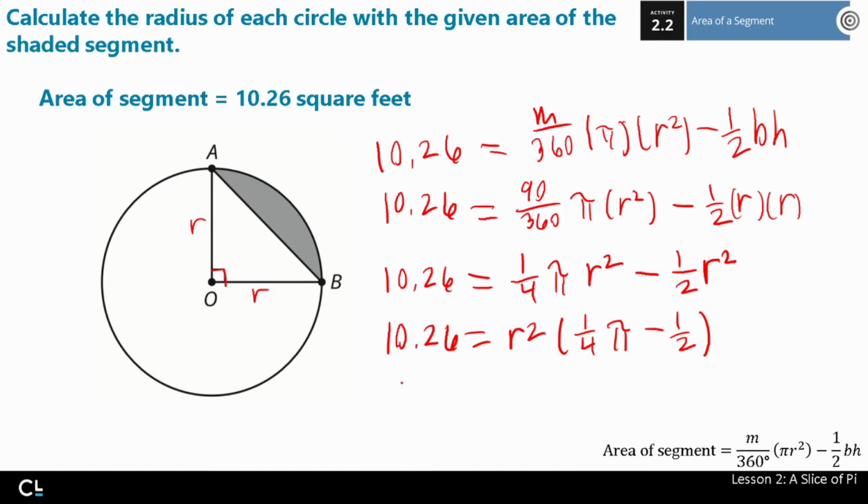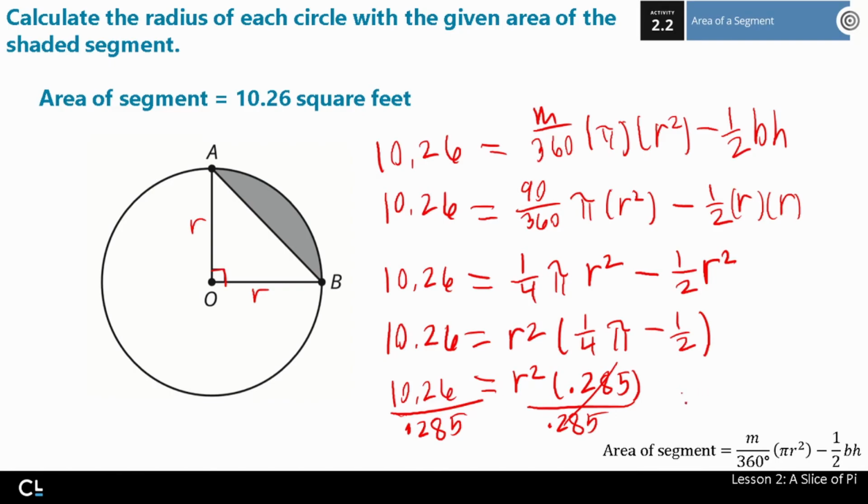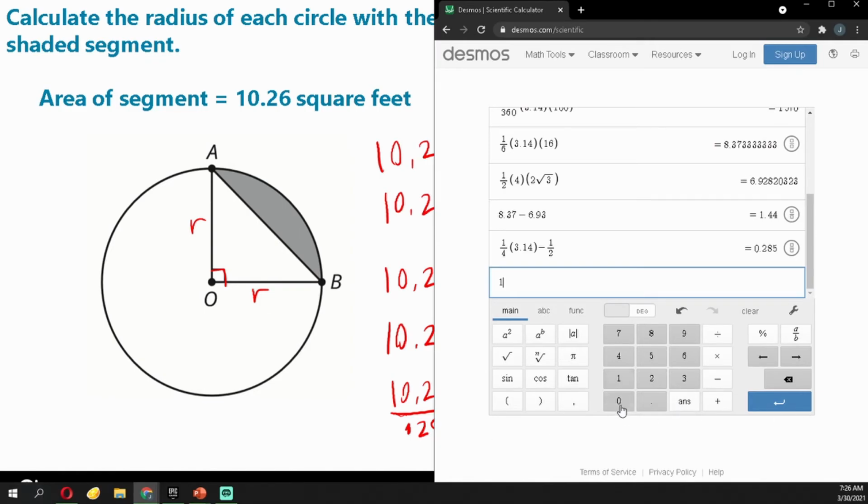Now what can we do? Well, we could say 10.26 equals r squared times 0.285. And since we're doing r squared times 0.285, we could divide that from both sides to get rid of it. Like so. Here it's going to cancel, and we're going to be left with, I'm going to rewrite this over here, r squared equals 10.26 divided by 0.285.